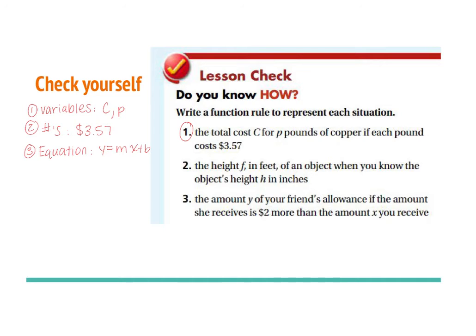Remember how I said if something says total, you want that alone on one side of the equation? So it says total cost, C, so we're going to put C by itself on the left side, equals. Now, are we going to add $3.57, or are we going to multiply $3.57 by P? What do you think, Tessa? No, we're gonna multiply. Why? Because it says each pound. Very good. Each pound. So we're going to take $3.57 and multiply it by P.